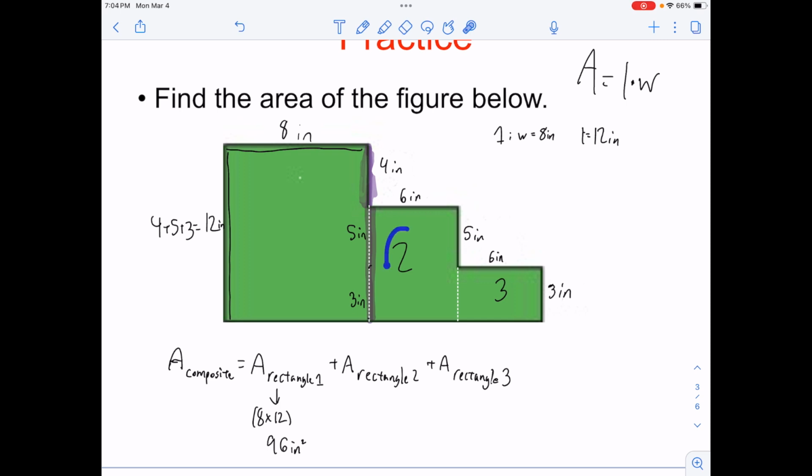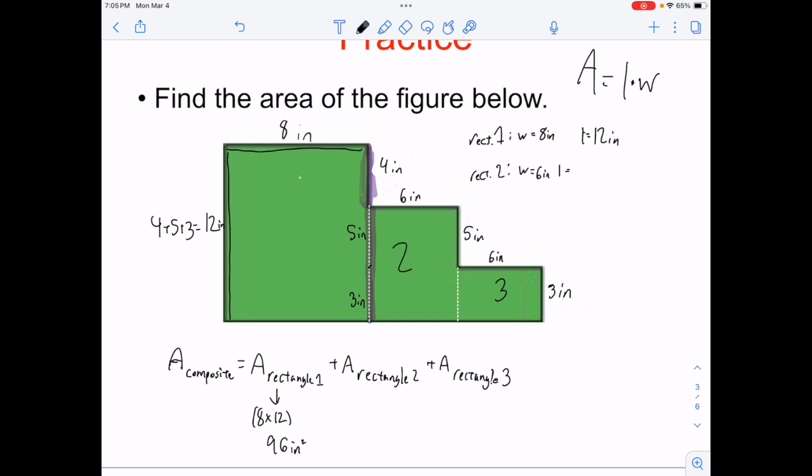We got to move on to this rectangle right over here. We need the length and the width of the second rectangle. So it's rectangle number 2. So this was rectangle number 1. Here's rectangle number 2. Rectangle number 2, we need the length and the width again. The width this time for that second rectangle goes from here to here. I like that tool. We'll use that more often. 6 inches from here to here. That is my width.